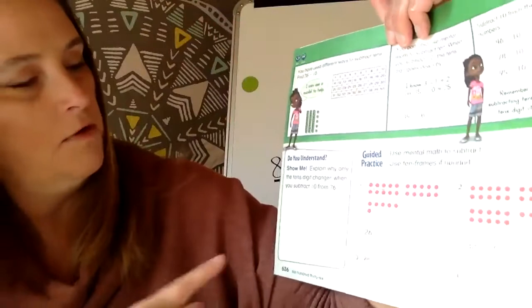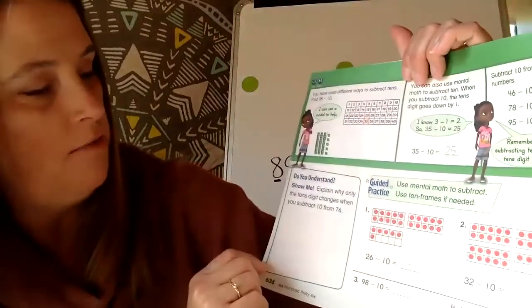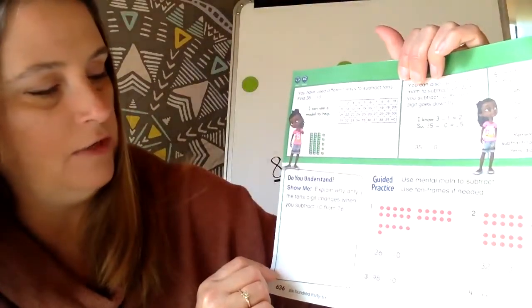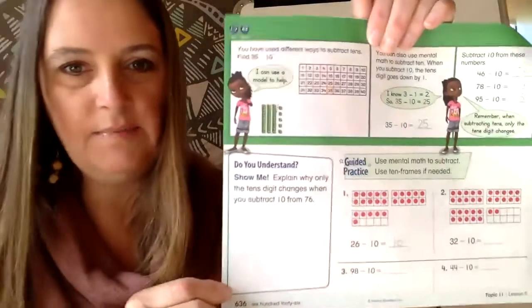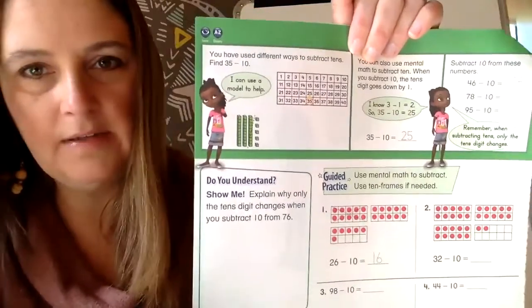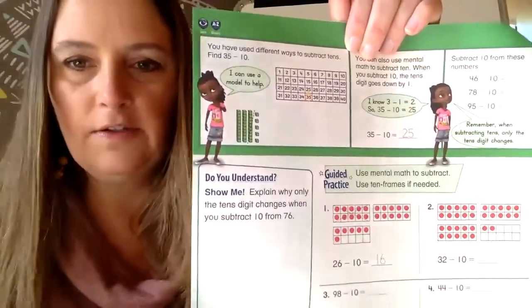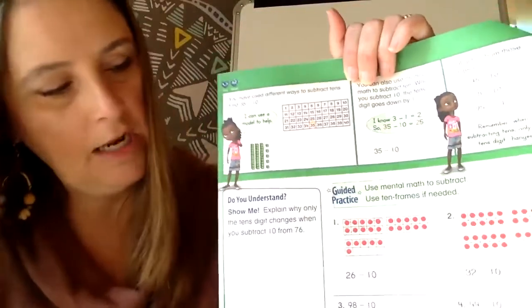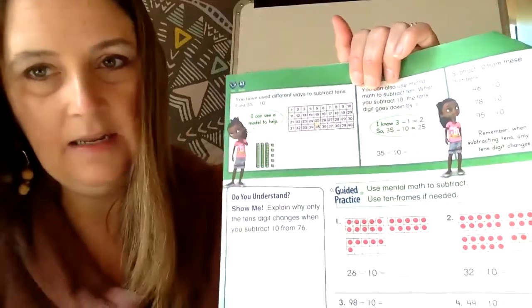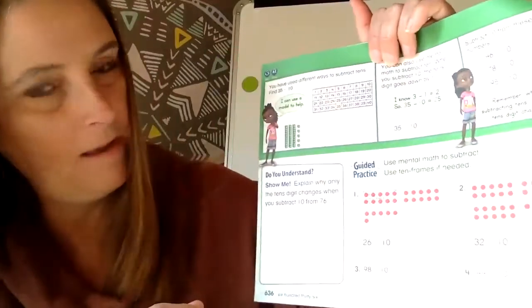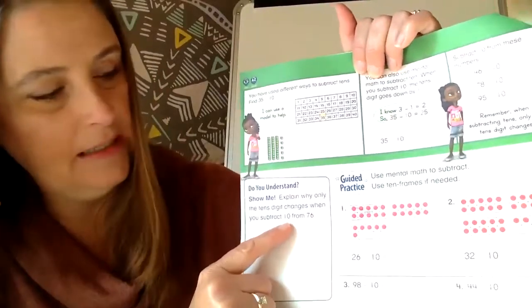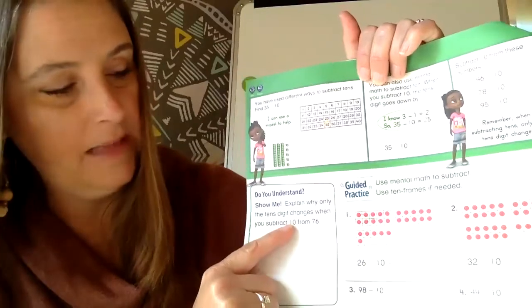Okay, so let's look at our little question here. It says, do you understand and show me? Explain why only the tens digit changes when you subtract 10 from 76. Okay, so you can pause the video for a second. If your parents are sitting nearby, you can explain to them, why does only the tens place change when you're subtracting 10 from 76?